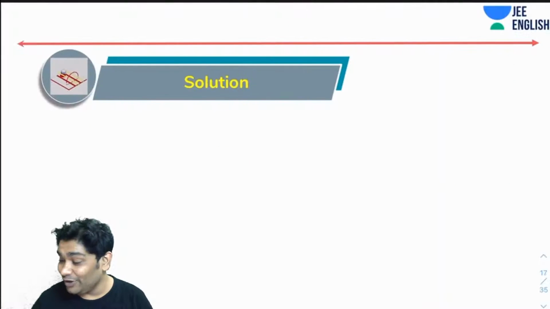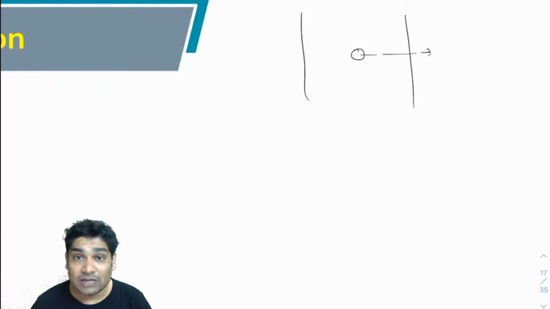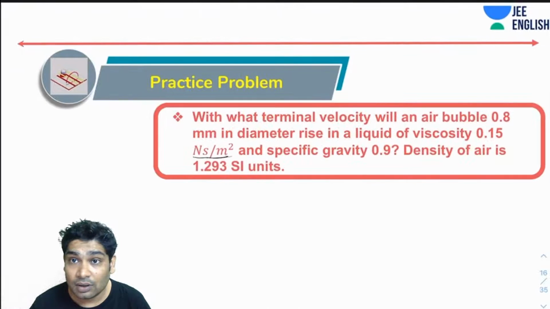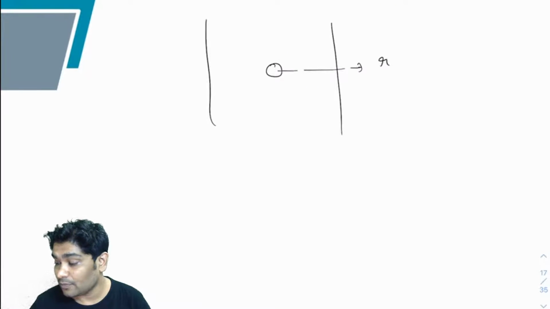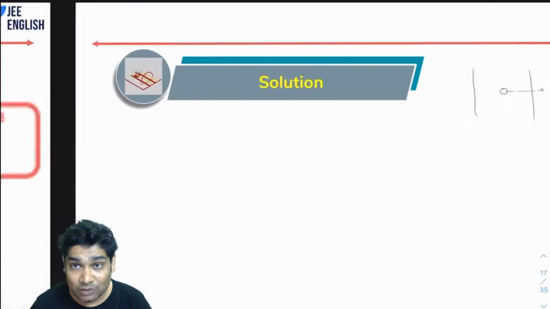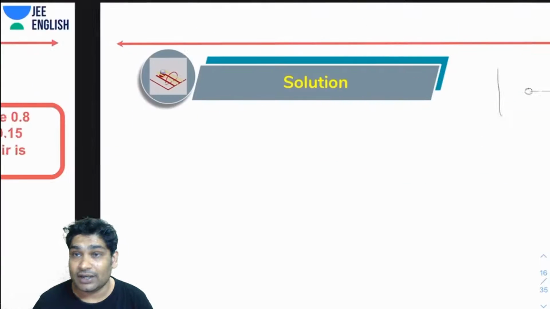So what all do we know about our bubble? The bubble has a diameter. The diameter has been told to me as 0.8 mm. So the radius would be 0.4 mm. All right. Next, what else do I know? I know the specific gravity of the liquid is 0.9 and its viscosity is 0.15.